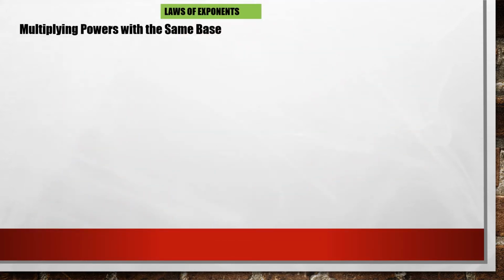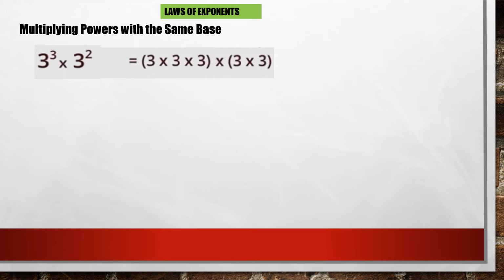Laws of exponents. We can multiply and divide numbers expressed in exponential form. First law, multiplying powers with the same base. For that, we can take one example. 3 cube into 3 square is equal to 3 into 3 into 3 into 3 into 3, which is 3 raised to 5. Here, the exponent 5 comes by adding the two exponents in the question, that is 3 raised to 5 is equal to 3 raised to 3 plus 2, and the answer is 243.